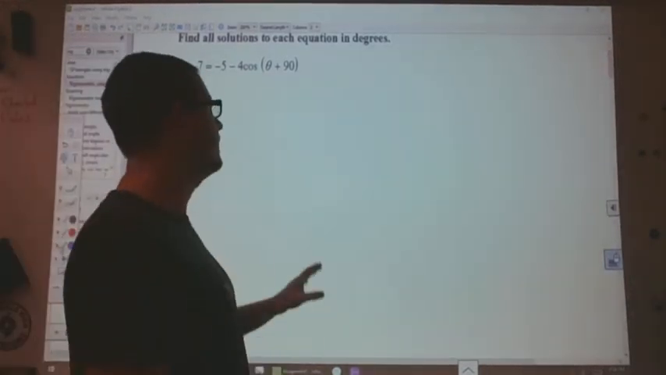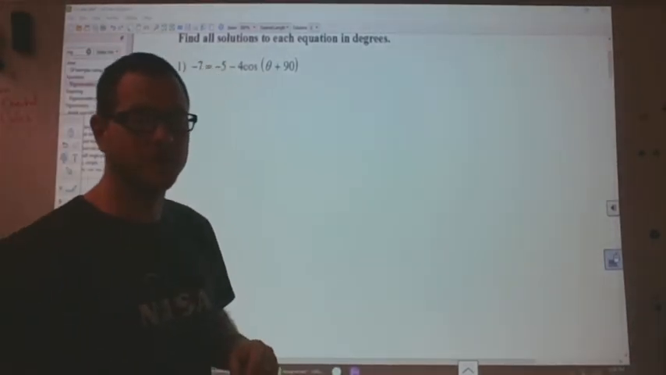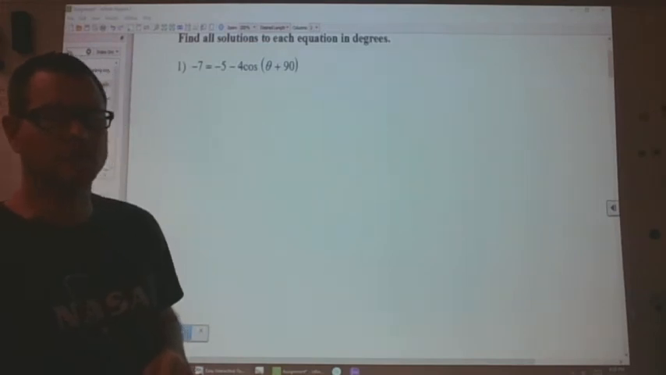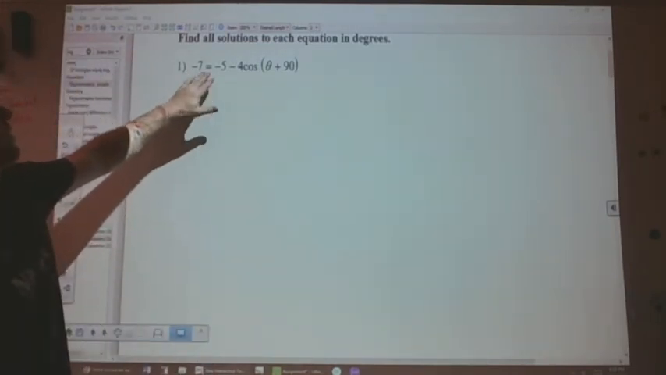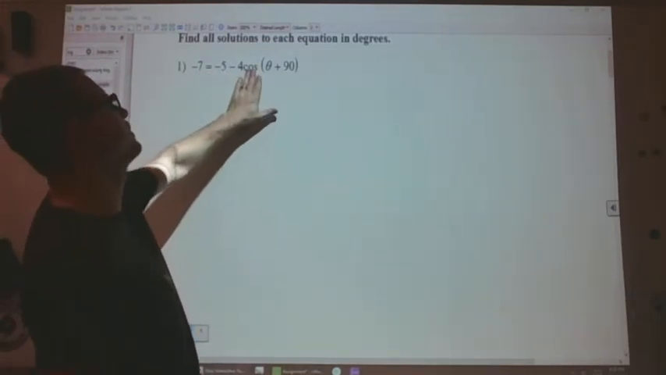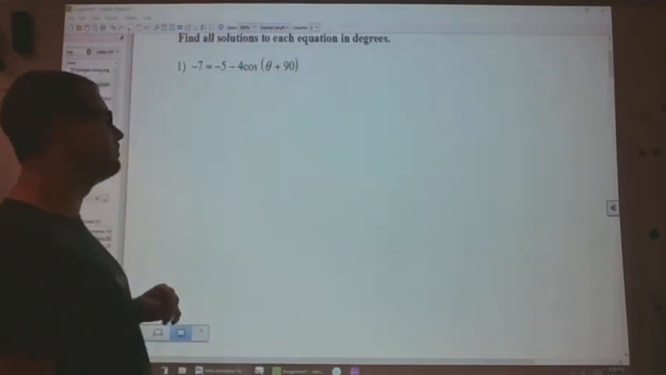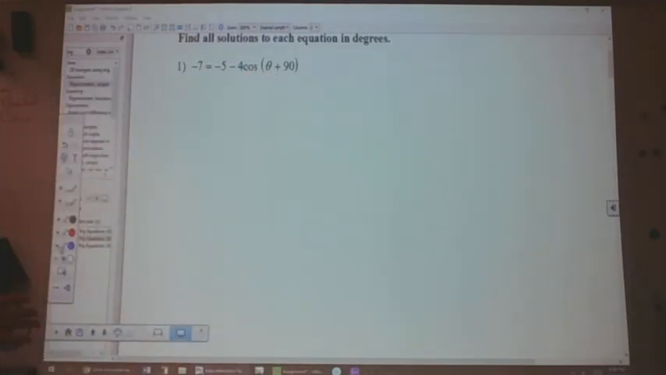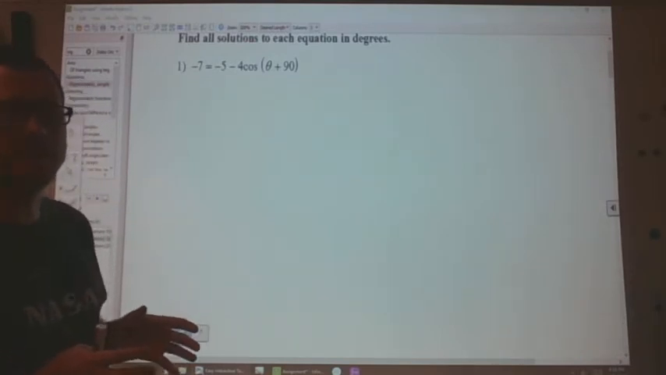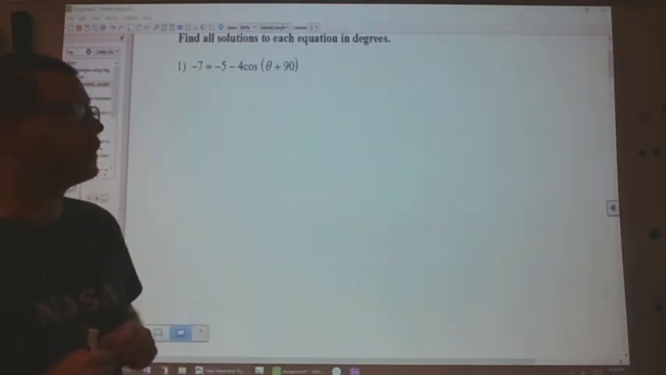All right, let's solve some harder trigonometric equations. In this case, -7 is equal to -5 minus 4 cosine of theta plus 90. So it's a little bit more complex than the basic ones that we had before.